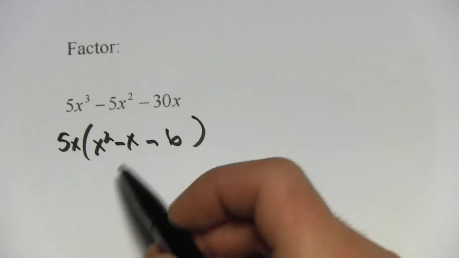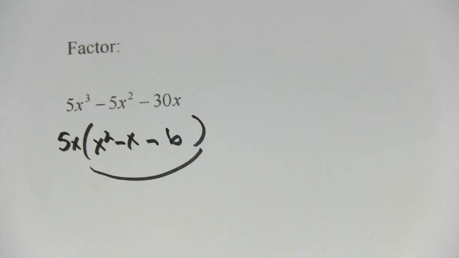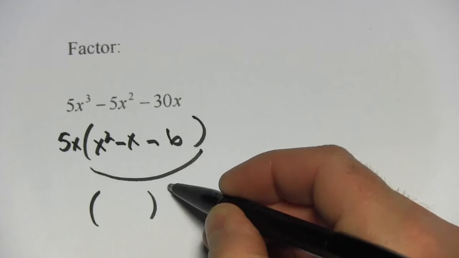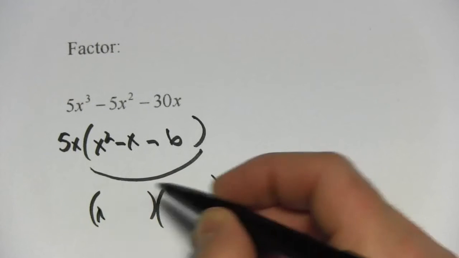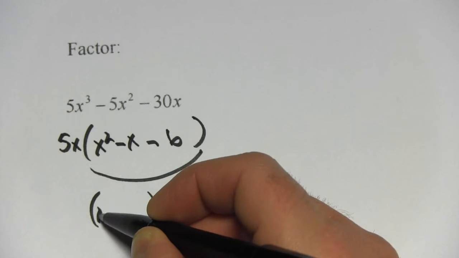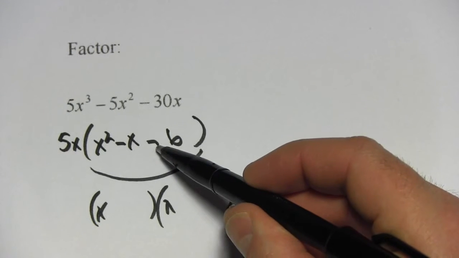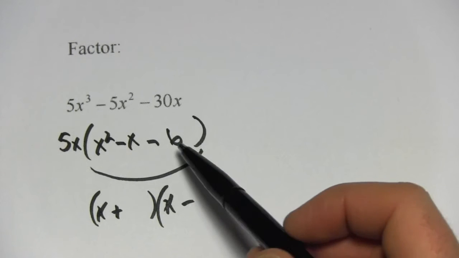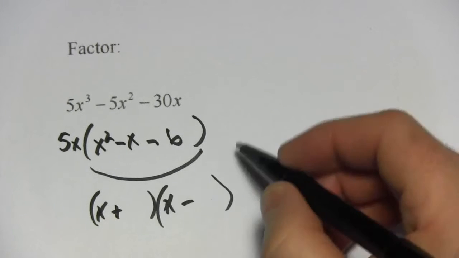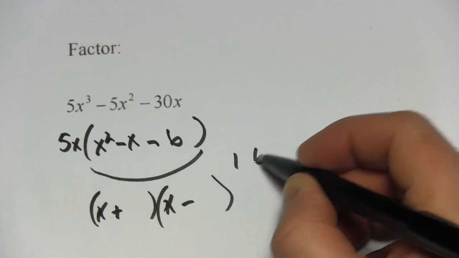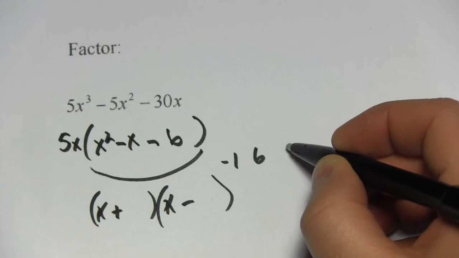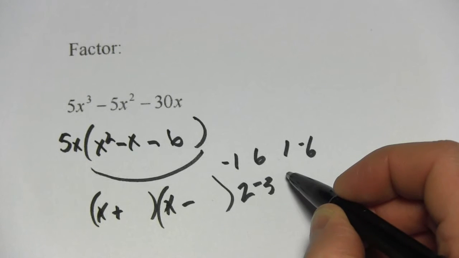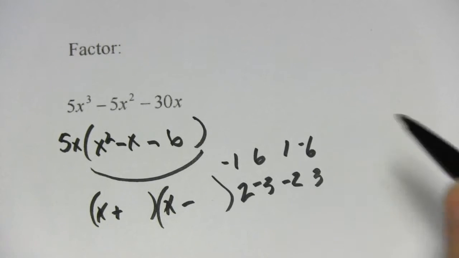Aha! Now this chunk right here looks a lot easier to deal with. I think I can factor that like a normal trinomial. Let's see how that would go. X squared would make this x and x. And then this is a negative number, so one of these is positive and one of these is negative. And we have to add up to a negative 1. So the factors I'm dealing with are 1 and 6. So that could be like this, or 1 and negative 6. Or it could be 2 and negative 3, or negative 2 and 3.